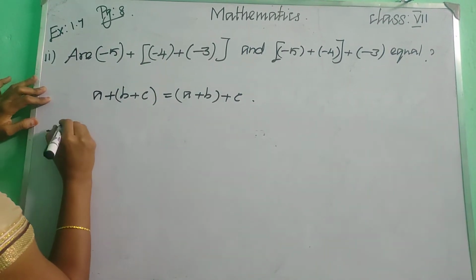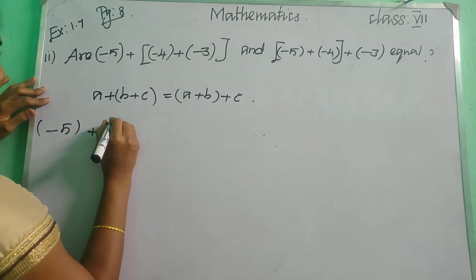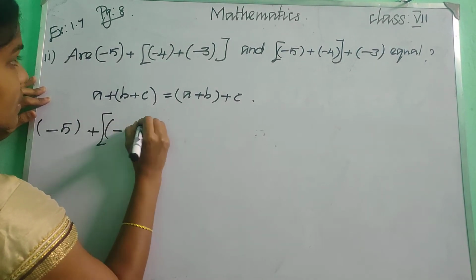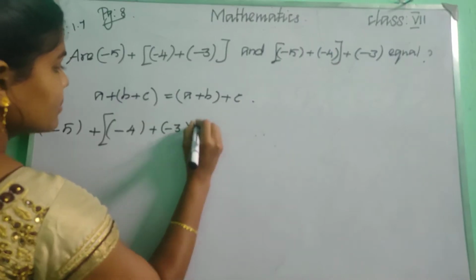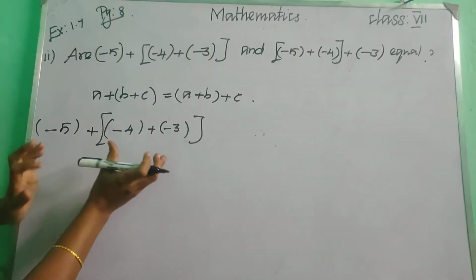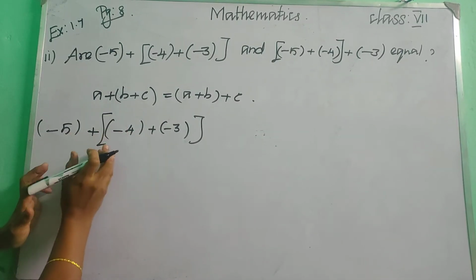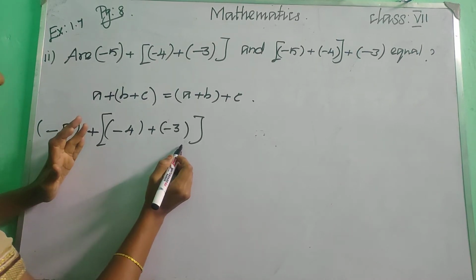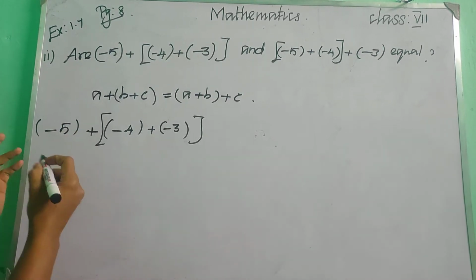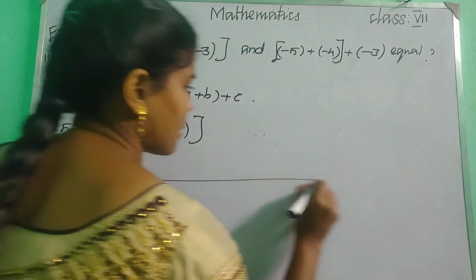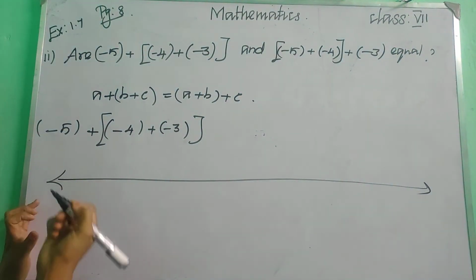So that is minus 5 plus minus 4 plus minus 3. Let us solve first. We need to solve the brackets, right? So we have negative integers in brackets, so we can do it by number line. Let us do it by the number line method.